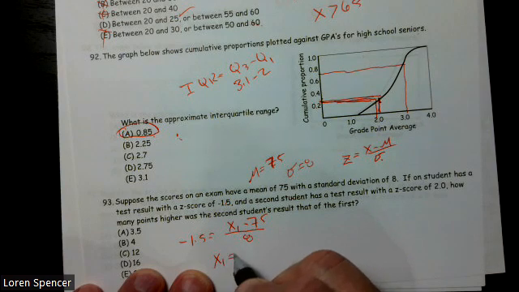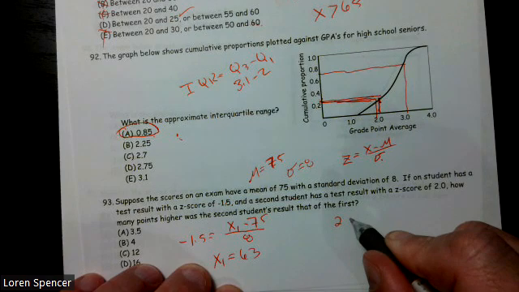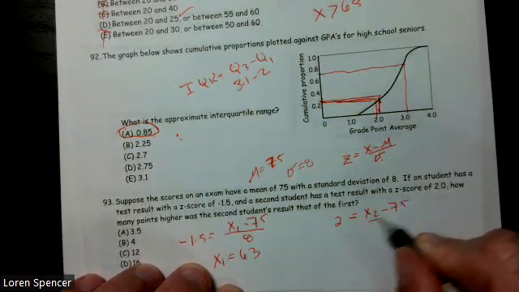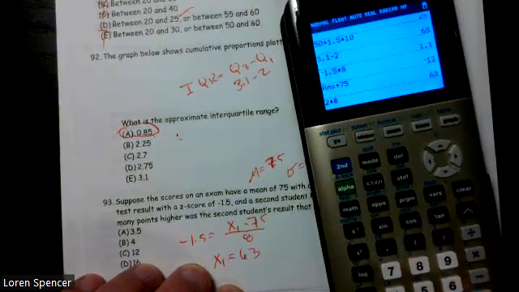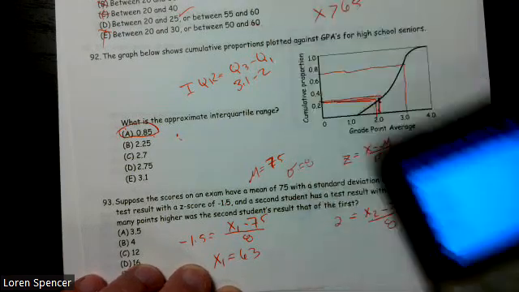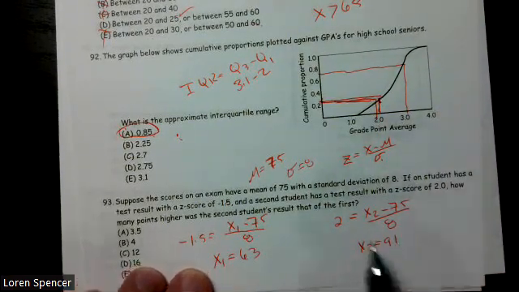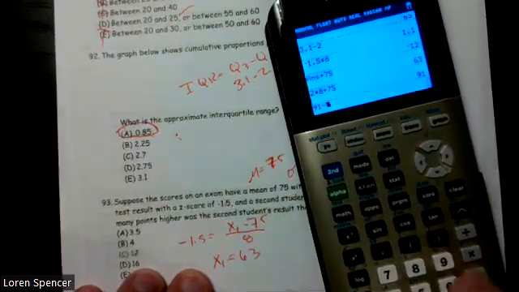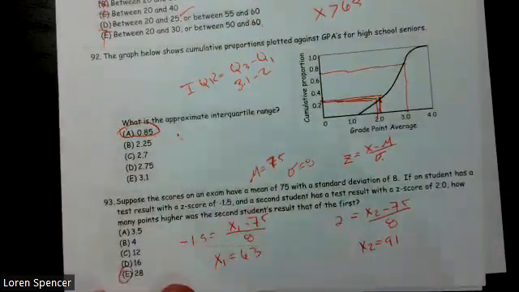So x1 equals 63. The other student had a z-score of 2, so 2 equals student 2 minus the mean of 75 over 8. 2 times 8 plus 75 equals 91. So x2 equals 91. They wanted the difference, so 91 minus 63 is 28. Our answer choice is E.